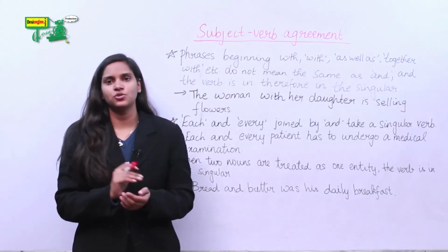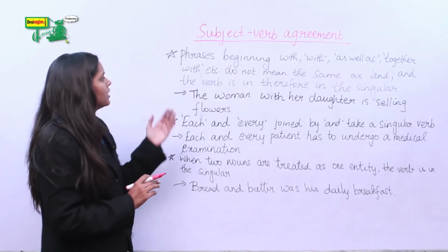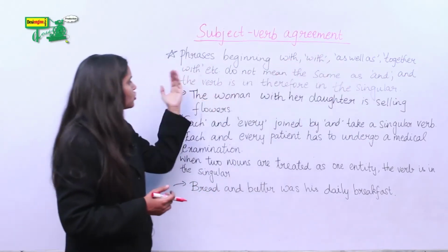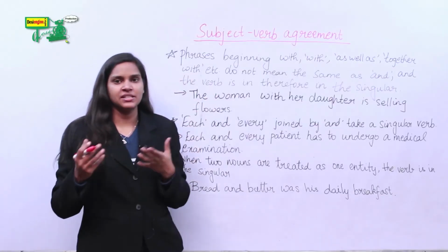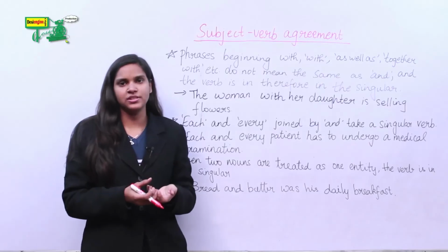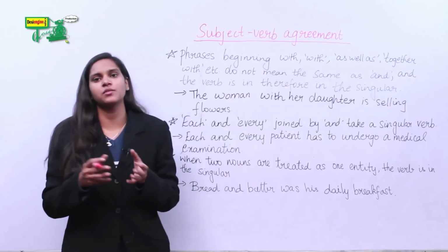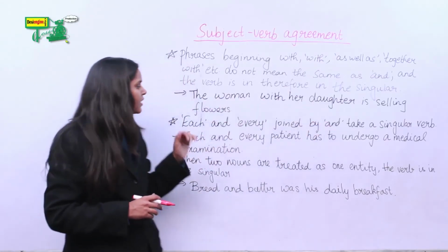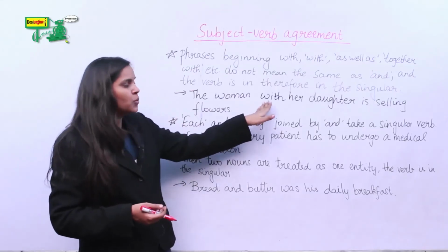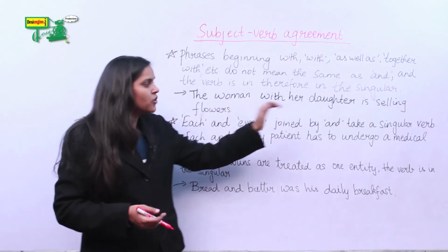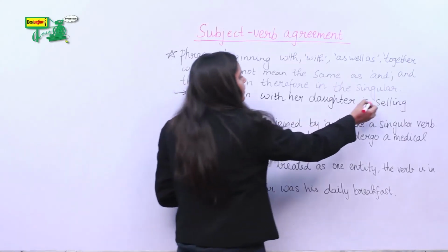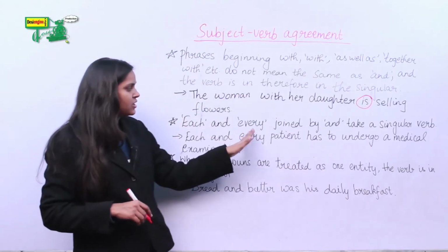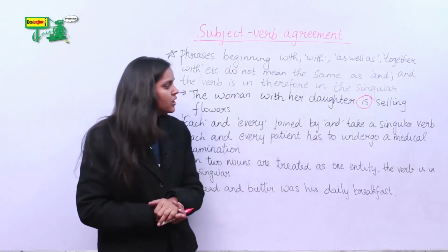Let's go through certain other rules of subject-verb agreement. Phrases which begin with as well as, together with, etc. are not the same as and, and therefore the verb used is in the singular form instead of being in the plural form. For example, the woman with her daughter is selling flowers. Since the word with is used here, the verb used is in the singular form, is.